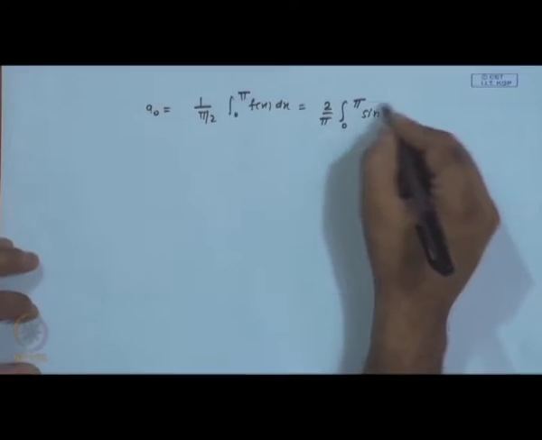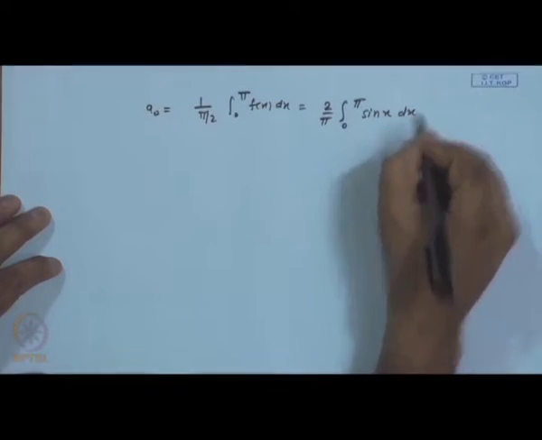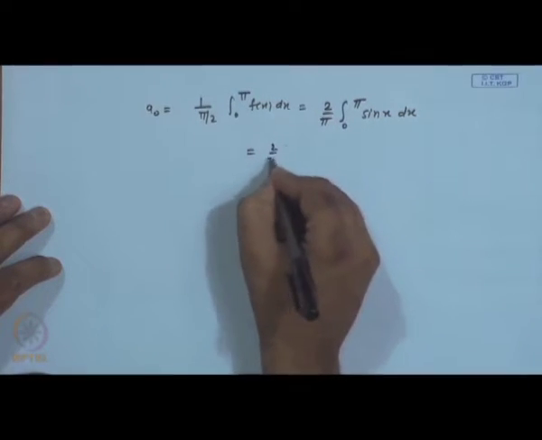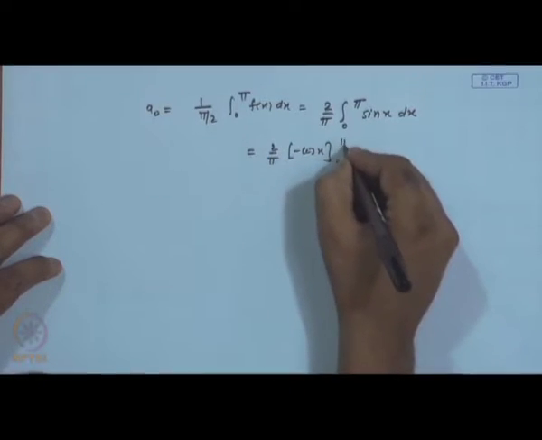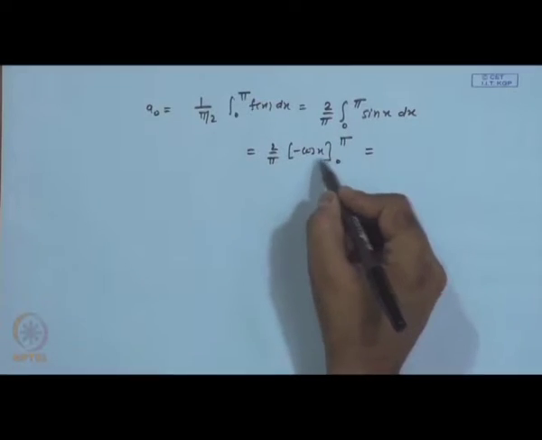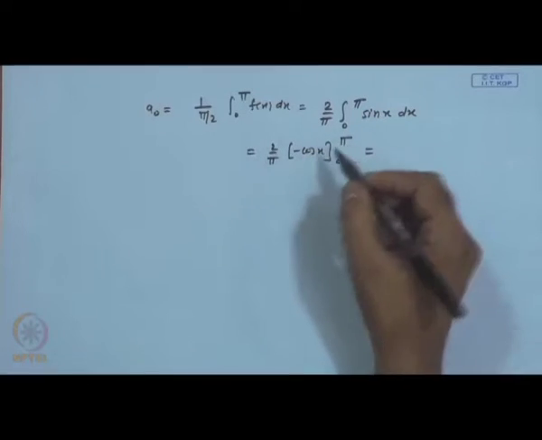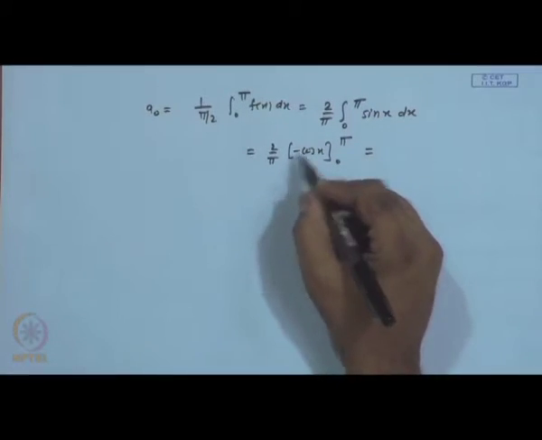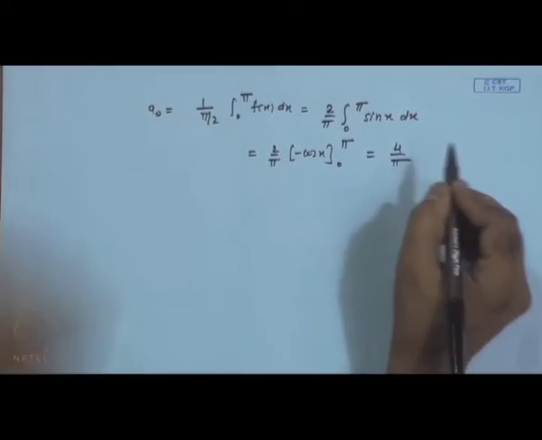So, from 0 to pi, this mod sin x is positive. So we have sin x dx, and that value is minus cos x from 0 to pi. So, cos pi minus 1, and a minus is there already. So, 1 and minus 1 will be again 2. So, we have 4 over pi, this value.